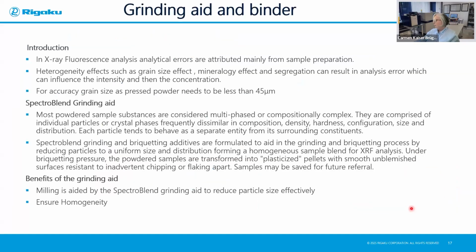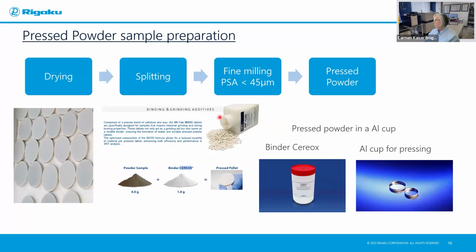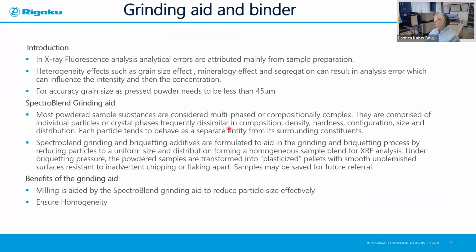One of the biggest advantages here is to use something like what we call a spectra blend. The spectra blend has the biggest advantage of helping to ensure homogeneity and to reduce particle size effectively. Because as you heard from the previous slides, in theory, if we want to measure fluorine in a pressed powder, it's measured from the top micron layer. And so reduction of particle size is extremely important. So we want 98% of our particles to pass 45 micron.